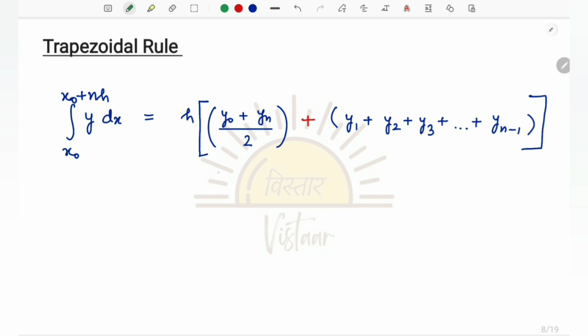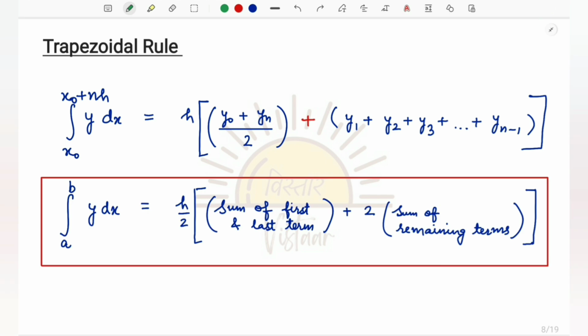Here you can see that the first and the last term y0 and yn are written here and the remaining terms are written here. So we can rewrite this rule as the integration of y dx from the limits a to b is equal to h by 2 times (the sum of the first term and last term plus 2 times the sum of the remaining terms). So you have to remember this rule so as to solve all the examples.